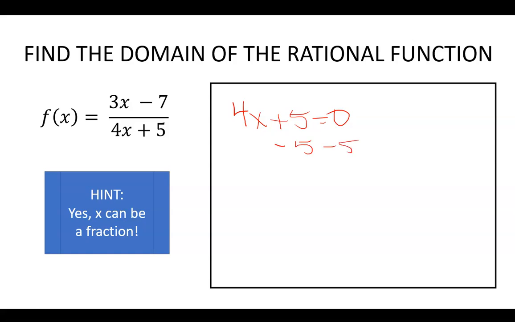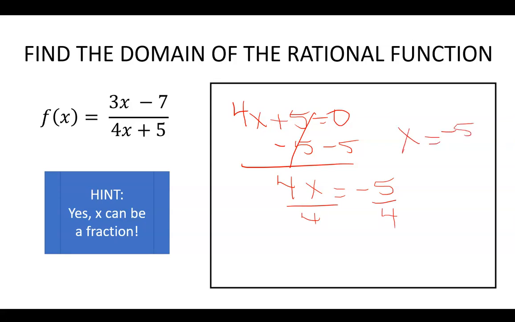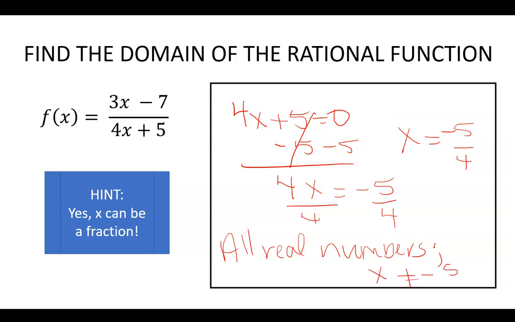Minus 5 on both sides. That's gone. I divide by 4. And I have x is negative 5 over 4. Is that what you got? So let's write our domain. Our domain is all real numbers except x cannot be equal to -5/4.